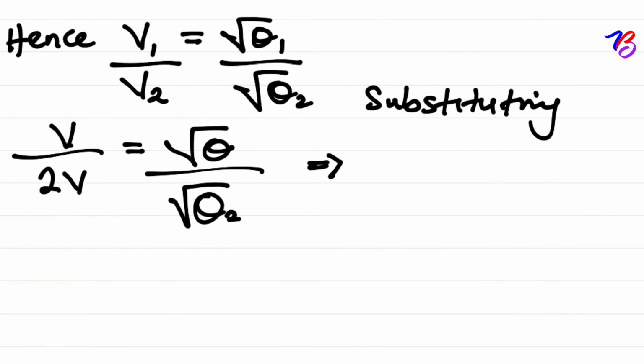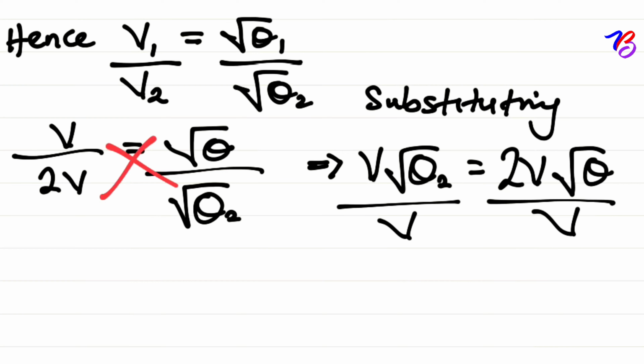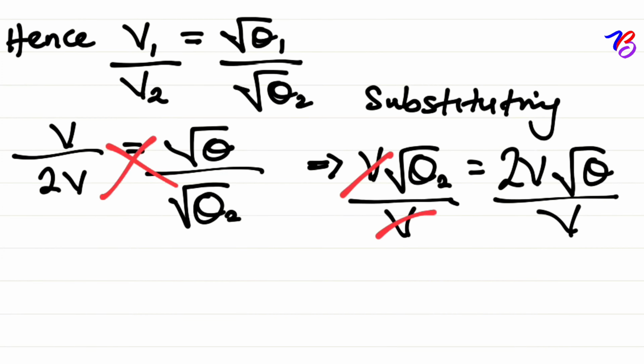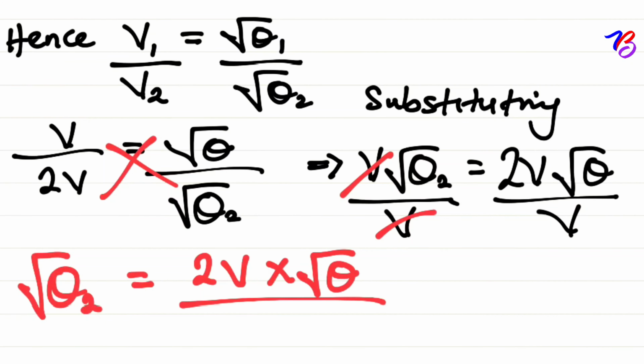Is that clear? So cross multiplying now, what are we going to have? If you cross multiply this, you now have V multiplying the square root of theta 2 is equal to 2V times the square root of theta. I hope you are following. So we are looking for theta 2. So let's divide through by V. V will cancel out V. Then our square root of theta 2 will equal 2V multiplied by the square root of theta, all divided by V.